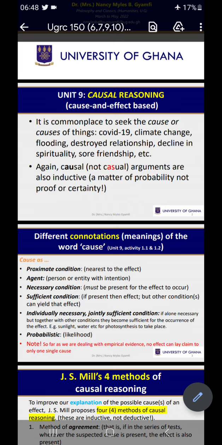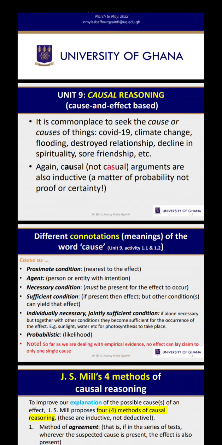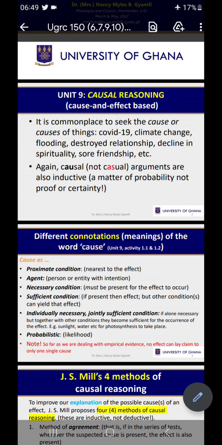So that is it. And the last one is called the sufficient condition. A sufficient condition is where whenever the condition is present, the effect is also present. An example is: the man died of a gunshot wound near his heart.